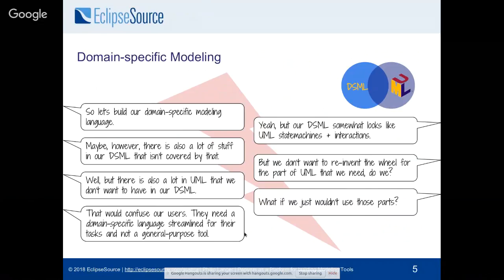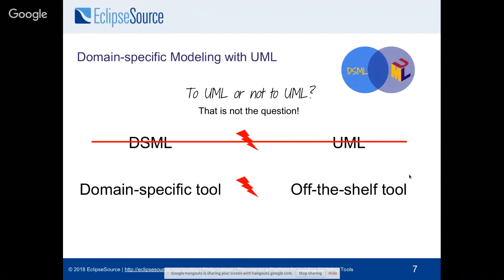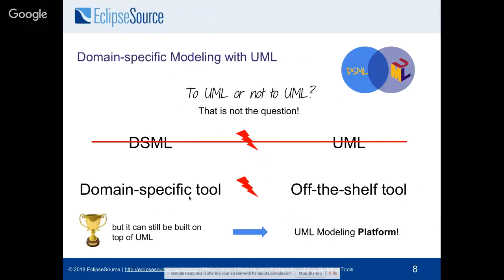So that's not ideal. However, in this discussion whether to use UML or not, if you look at the arguments in detail, it often is not really a discussion about whether we should use a domain-specific modeling language or UML. What these arguments are really about is whether we should use a domain-specific modeling tool or just reuse an off-the-shelf tool. And of course, when you look at this comparison, it's clear that a domain-specific tool will always better fit a particular domain and a particular use case than an off-the-shelf tool.